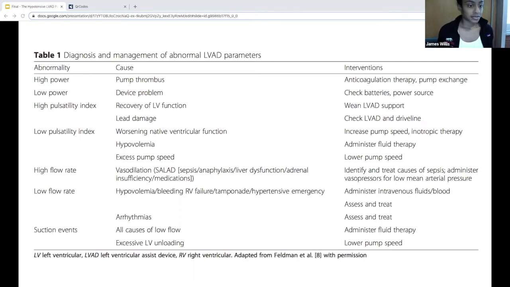Suction events, which we talked about earlier: you want to get fluids, turn down the RPMs to allow the LV more time to fill, and treat whatever the underlying problem is.